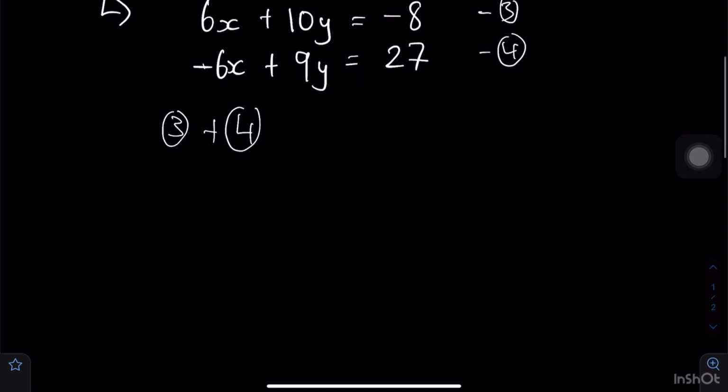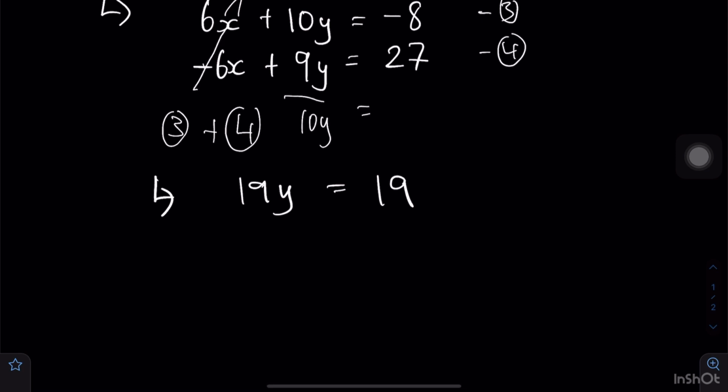So this is what it would look like. We would have 19y is equal to 19. Essentially the x terms go to 0, that is 10y plus 9y, and minus 8 plus 27 is 19. And then from here it's just simple maths, 19 over 19, which is equal to 1. So we have y is equal to 1.